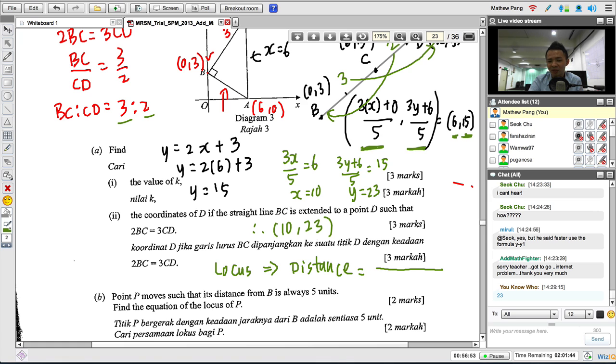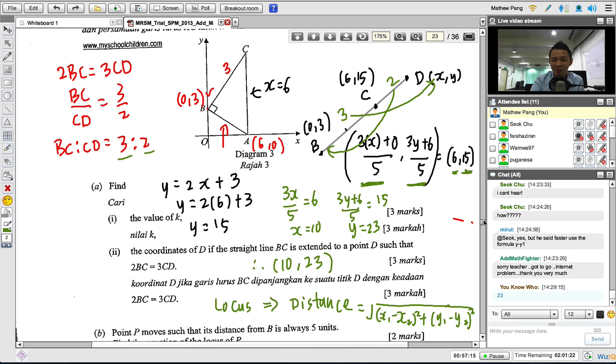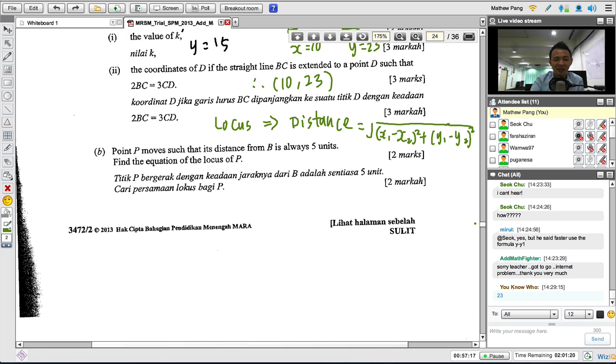What is the distance formula, by the way? The distance formula will be x1 minus x2, sorry, x1 minus x2 squared plus y1 minus y2 squared, and then square root the whole thing. This is the distance formula.